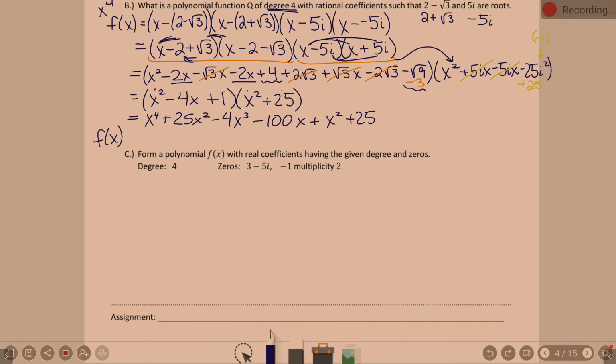Clean it up. I know there's only one x to the fourth term. Standard form is the name of the game, so put them in order. After x to the fourth, I need x cubed, which I only see minus 4x cubed. Here it is. 25x squared plus 1x squared, though, is going to be 26x squared, minus 100x plus 25. So that one didn't actually clean up very much after all.